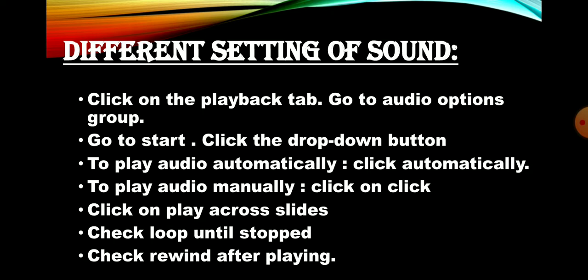Click on the playback tab, go to the audio options group, go to start, and click the drop down button. The drop down menu will show three options. To play audio automatically, click automatically. To play audio manually, click on click. To play audio as you click through slides, click on play across slides.